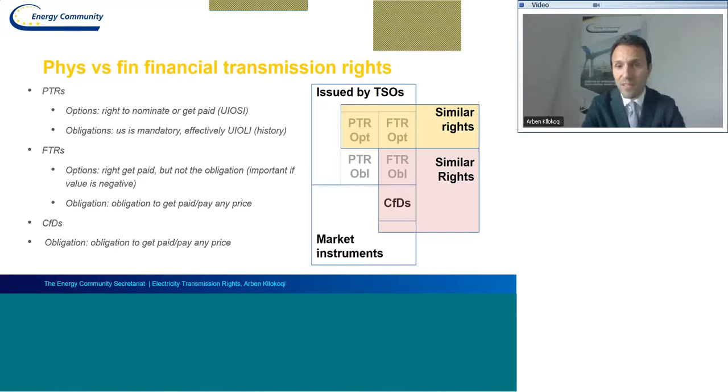The physical transmission rights and financial transmission rights options are very similar, with the difference that the physical rights give you the right to use the rights, so to schedule the flows, whereas the financial rights do not give you that right at all.